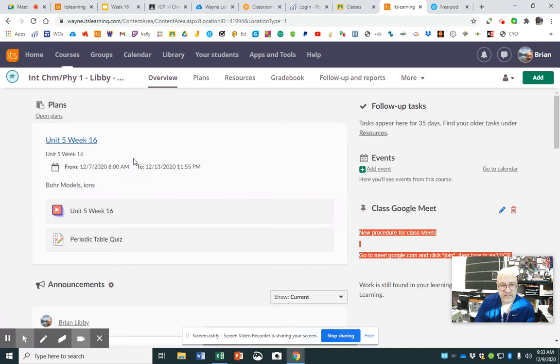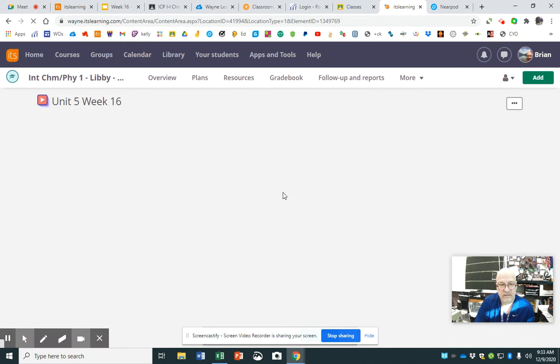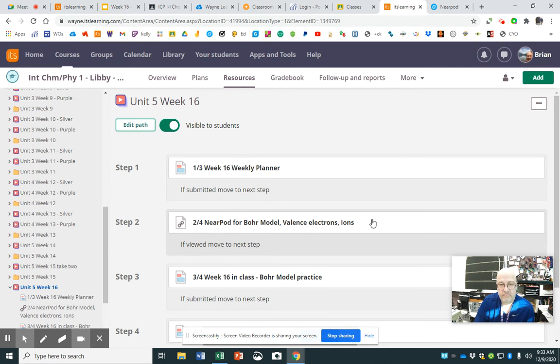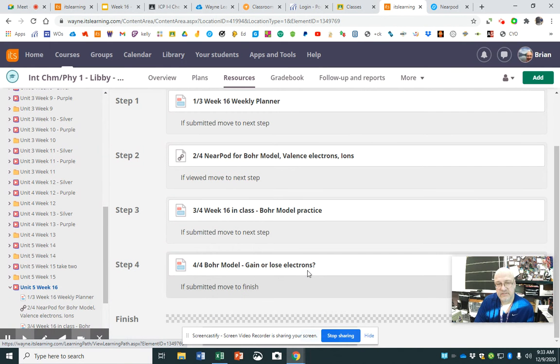Of our COVID journey. Go ahead and open that up, and hopefully when you open this up, you'll at least be most of the way through the Nearpod. We did this in class yesterday, by yesterday I mean Monday, for those of you on Wednesday, and Tuesday for those of you on Thursday. The Bohr model I'm going to go through today.